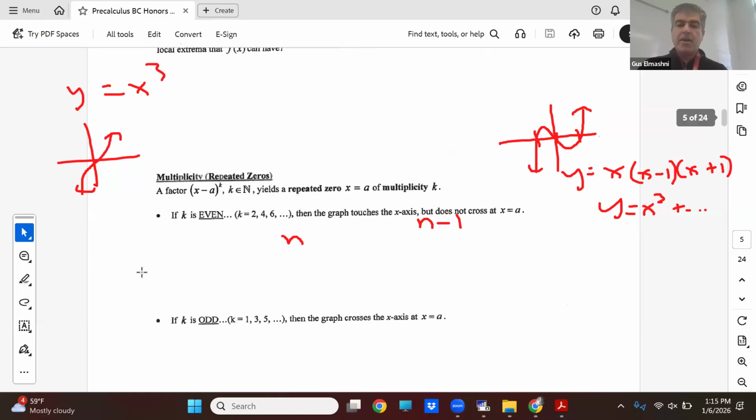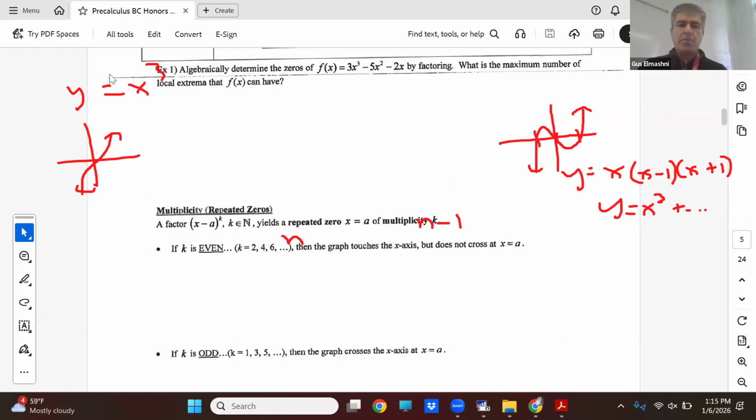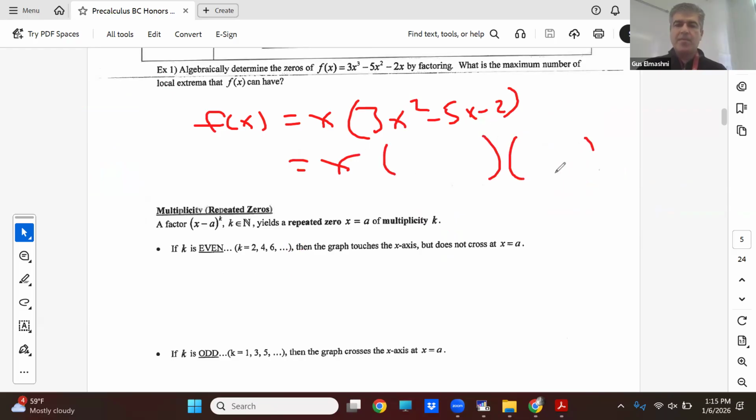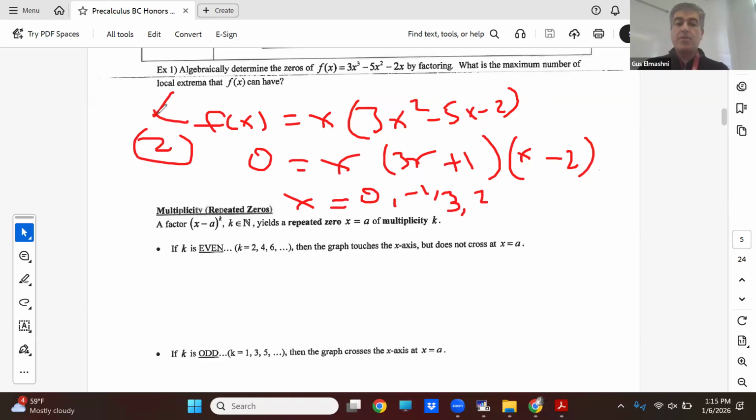Okay. This should be pretty straightforward. What can you factor out? And you're stuck with what? Okay, and I know there's always fancy ways of factoring. If you do trial and error, that's all good. I don't care. Getting kind of lucky here. I think I got it. Yeah, cool. So what are my zeros? 0, -1/3, and 2. What's the maximum number of local extrema it could have? 2. In fact, it does have 2.